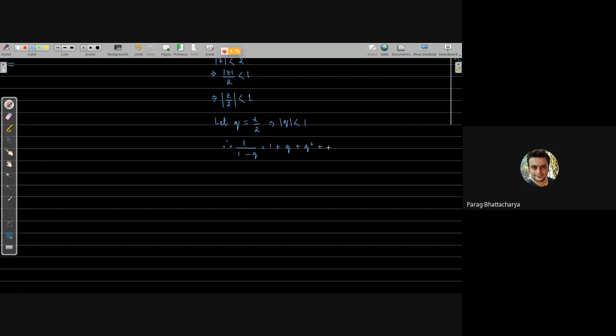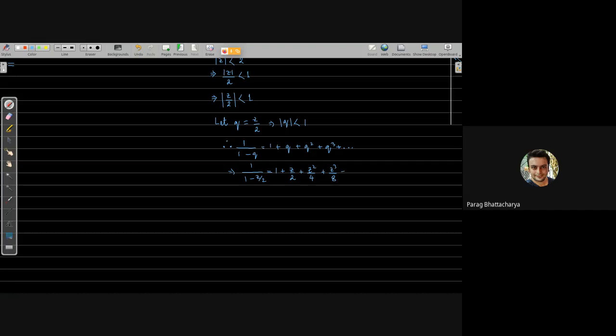So here of course, what is q? q is z by 2. So 1 divided by 1 minus z by 2, what will this be equal to? It will be equal to 1 plus z by 2 plus z square by 4 plus z cube by 8 and so on. This is what we'll get.